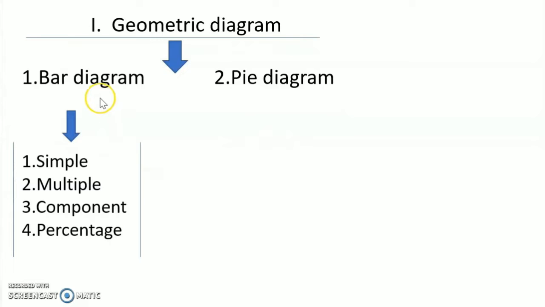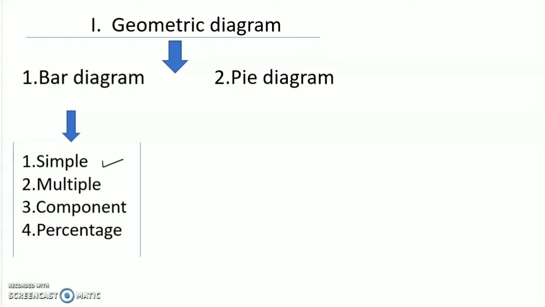And in bar diagram itself we have to study different types of bar diagram. One is symbol bar diagram, second is multiple bar diagram, third is component bar diagram, and fourth is percentage bar diagram. So all these bar diagrams we have to study thoroughly. So here first we are going to study what is symbol bar diagram.